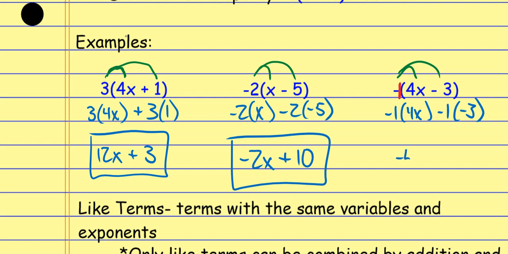-1 times 4x and -4x. Here, that's a +3, a +3. All right, negative times a negative is a positive. So again, we're just giving that multiplication away.